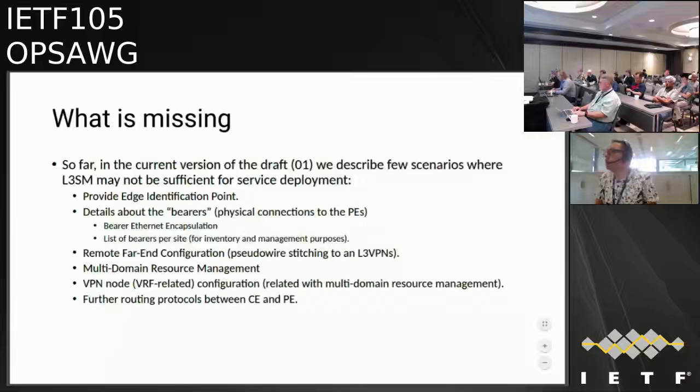So that is, we need to split the layer 3 VPN into several domains. So we need to orchestrate these resources in different domains. And also related to this multi-domain, be able to configure what we call the VPN nodes, which would be like an abstraction of the BRF. So just take into account that here we are not entering into device configuration. We are describing here the service as a whole in the network.